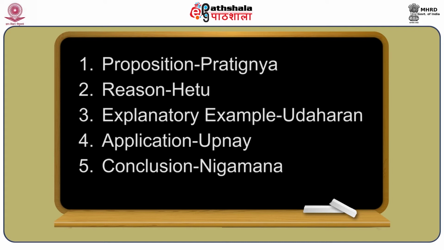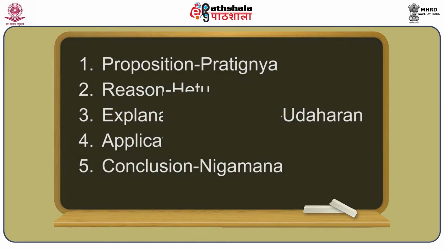This reason might stand alone or with certain other reasons. There has to be an explanatory example. So every proposition along with reasoning constitutes an explanatory example which states the proposition to be true or false. Then this particular proposition along with reason and explanatory example has to be put into application. This application stands along with conclusion. At the end of the proposition, there has to be a conclusion.